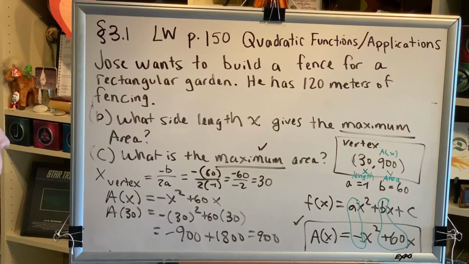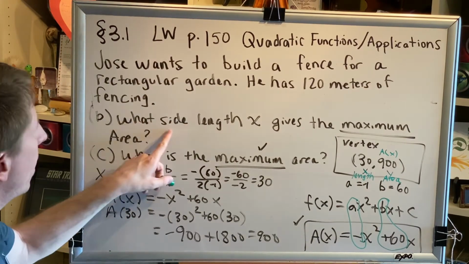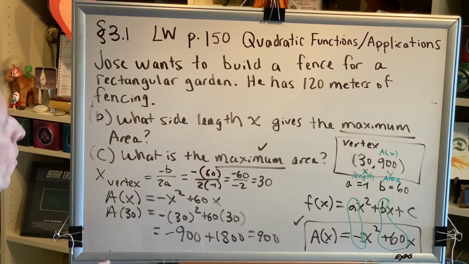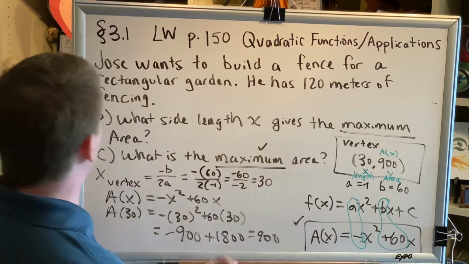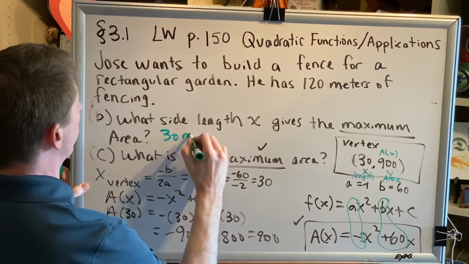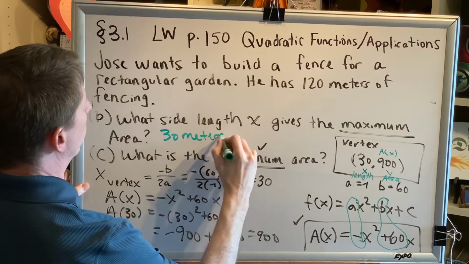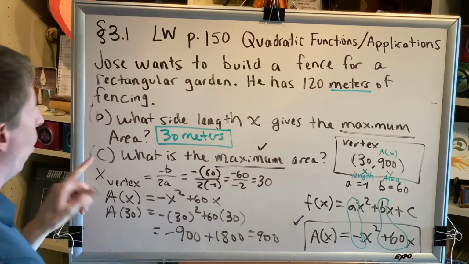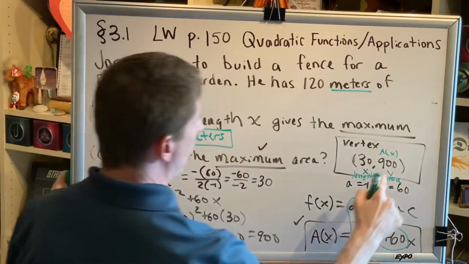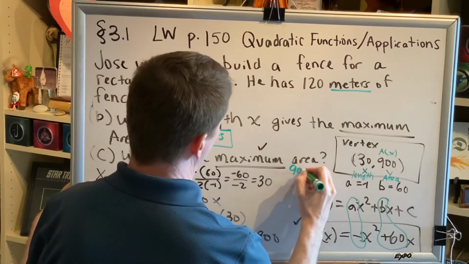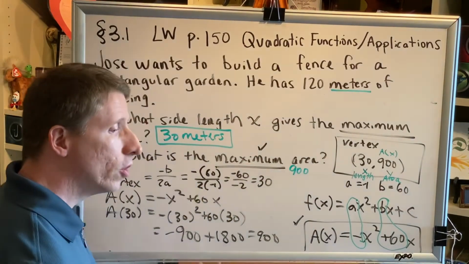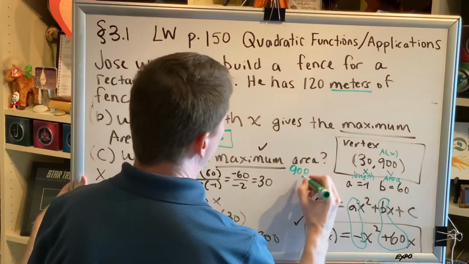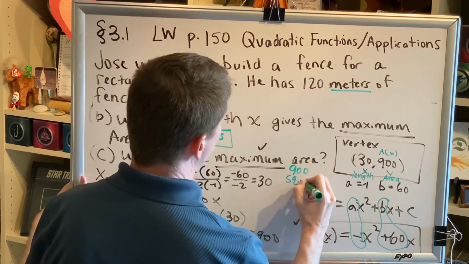Okay, we're now going to answer both of these questions. What side length x gives the maximum area? x is 30. 30 meters. What is the maximum area? 900. Is it 900 meters? No, it's 900 square meters.